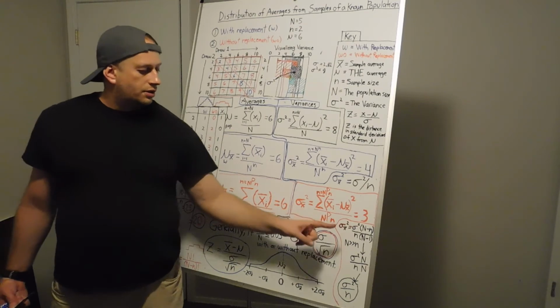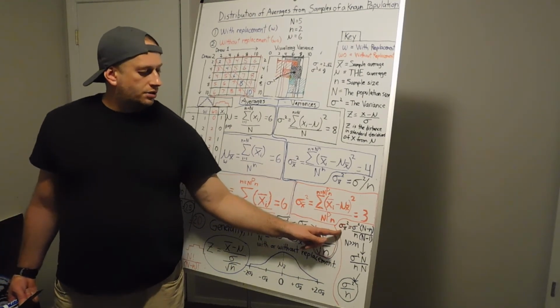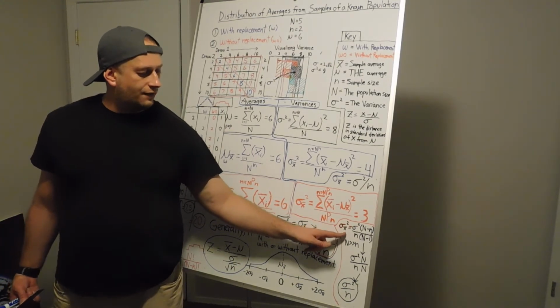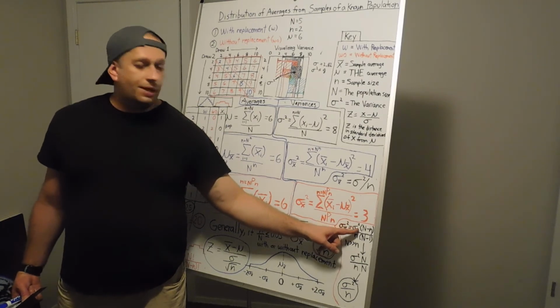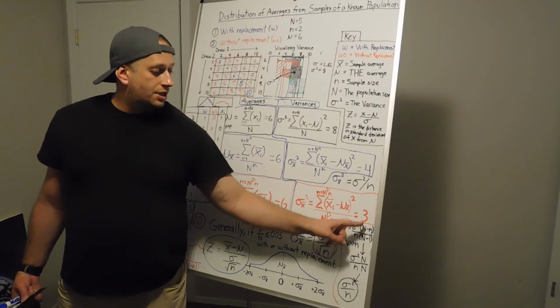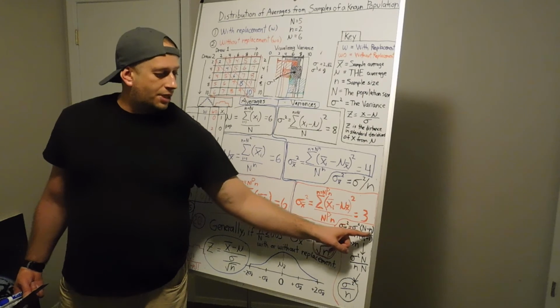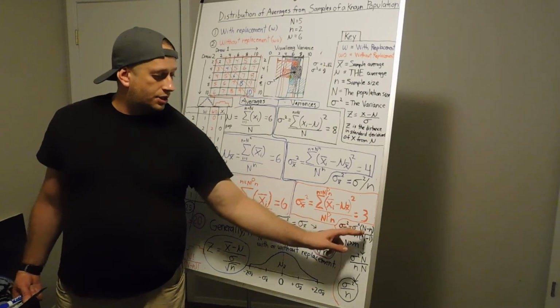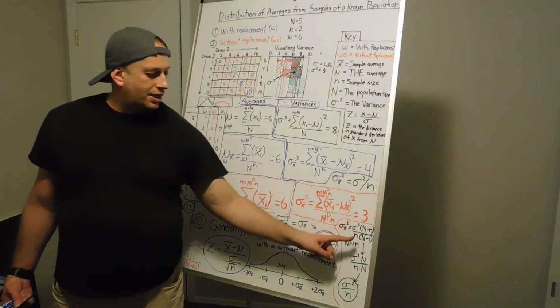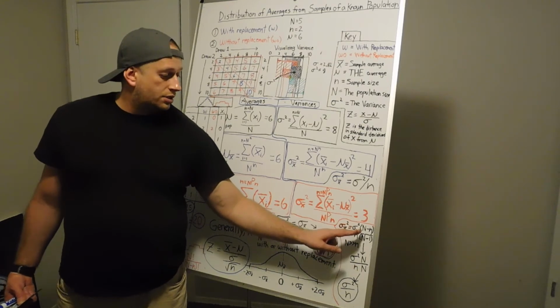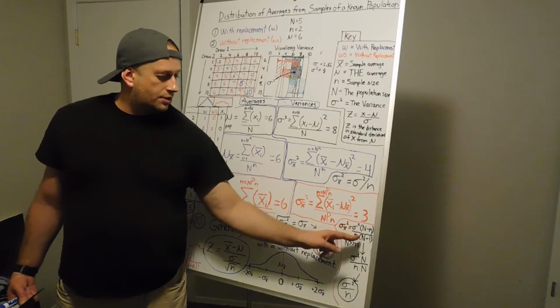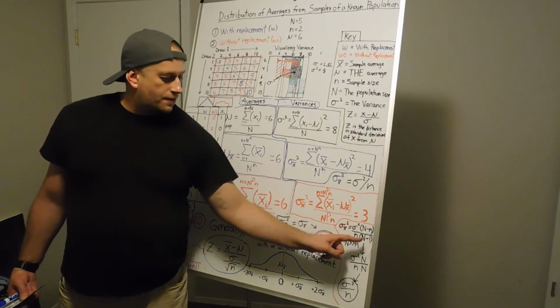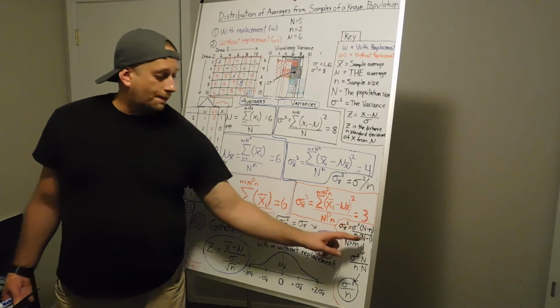The variance of the average equals the variance in the population times the size of the population minus the size of the sample, in parentheses, divided by the number of your sample times, under this, the size of your population minus 1.